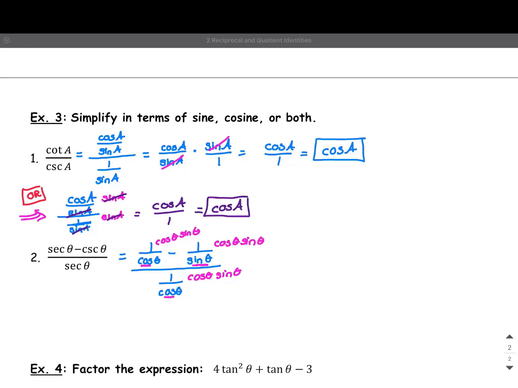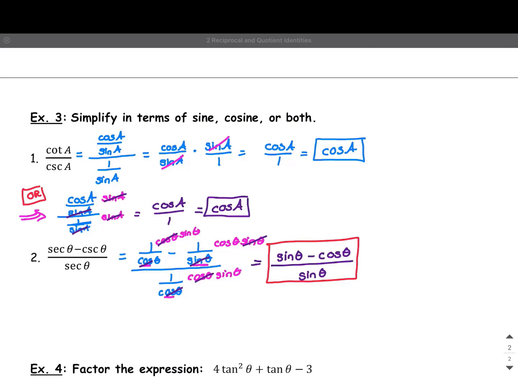Now when we do this, in the first fraction, the cosines are going to cancel, and we have 1 times sine theta. In the second fraction, the sine thetas are going to cancel, and we have cosine theta, all over. And in the bottom, the cosine thetas will cancel, and we're just left with sine theta. And you know what, guys? I'd be perfectly happy with this answer. Nothing wrong with that answer as far as I'm concerned.